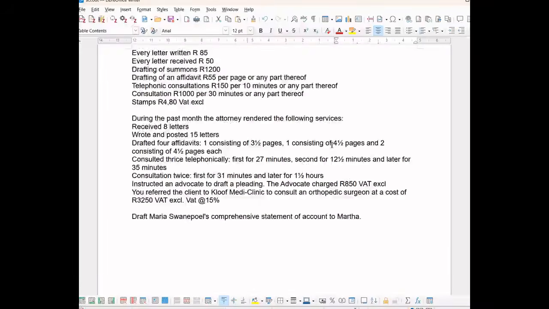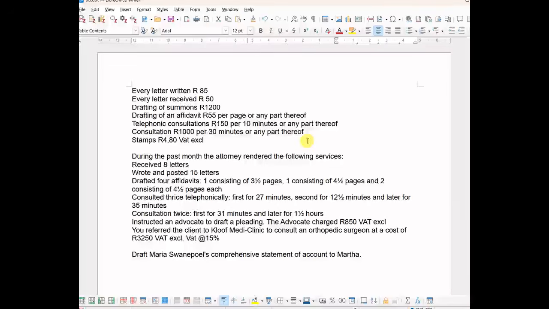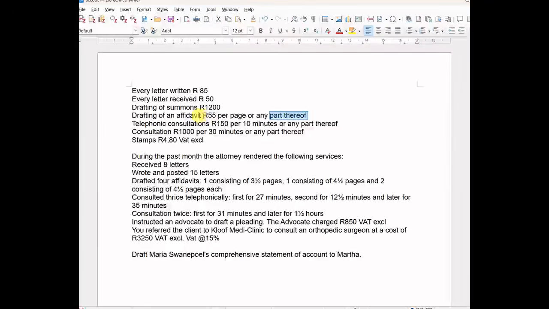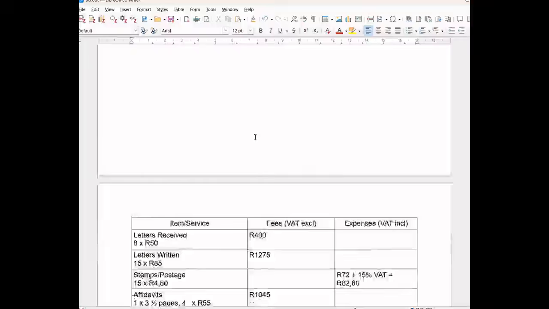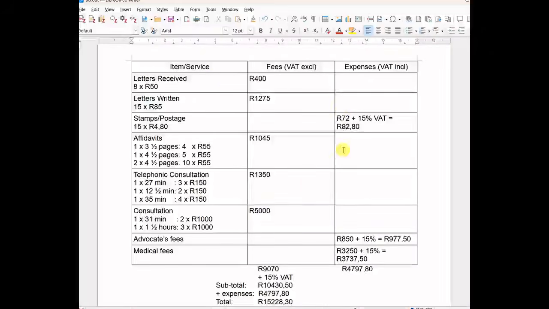And of course, quite important, and I see quite a few people stumble on this part, is the part thereof. So in this case, we're talking about drafting of an affidavit. It's 55 Rand per page. And because it says part thereof, it doesn't matter whether we go over to the next page by 1 line, half of a page, 3/4 of a page, we still have to charge it 55 Rand. So even if there's 2 lines on the next page, we charge the full page price. But in any case, hopefully this just shows you how to work the statement of account on a nice chart like that.